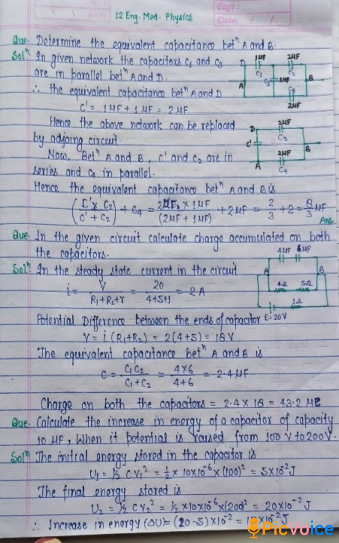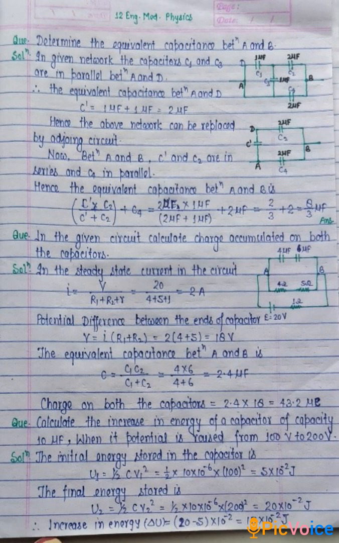The equivalent capacitance between A and B is C is equal to C1 C2 by C1 plus C2, because both the capacitors are in series. Therefore, by solving we get 2.4 microfarad. Charge on both capacitors: we know that Q is equal to C into V. Putting the values of C and V, we get 43.2 microcoulomb.